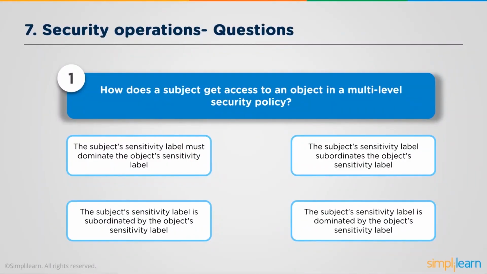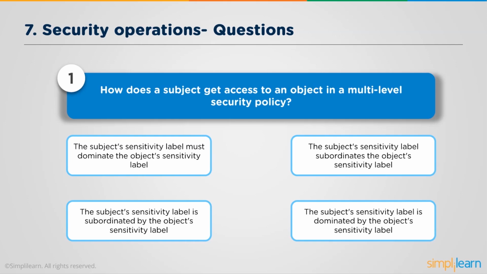How does a subject get access to an object in a multi-level security policy? Now, first we need to understand what a multi-level security policy is. We need to understand what a subject is and what an object is. Let's look at the options first. The subject sensitivity label must dominate the object sensitivity label. The subject sensitivity label subordinates the object sensitivity label. The subject sensitivity label is subordinated by the object sensitivity label. And the subject sensitivity label is dominated by the object sensitivity label.